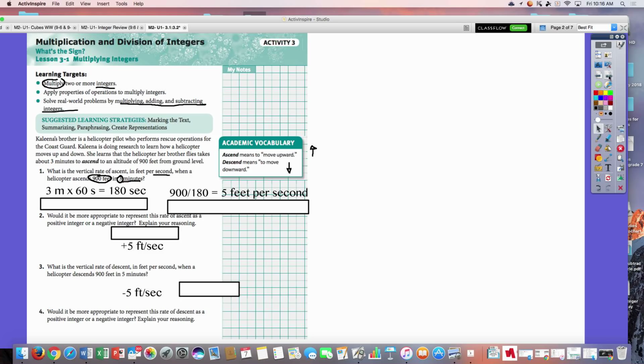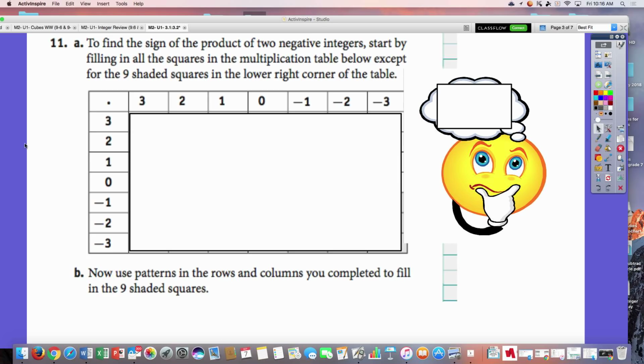All right, this is super fun. I know you got it. Let's look at this chart. We're going to find a rule, if we can, about multiplying integers. Let me go ahead and show you the first row.